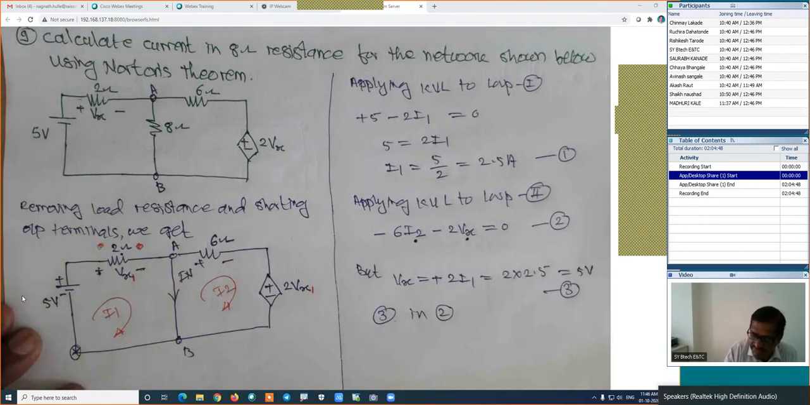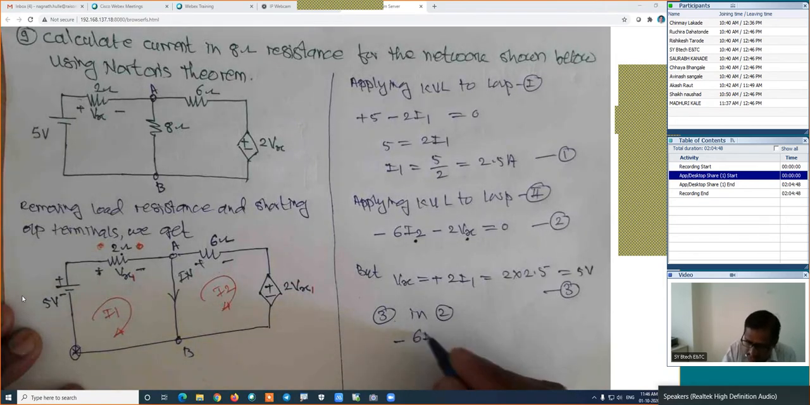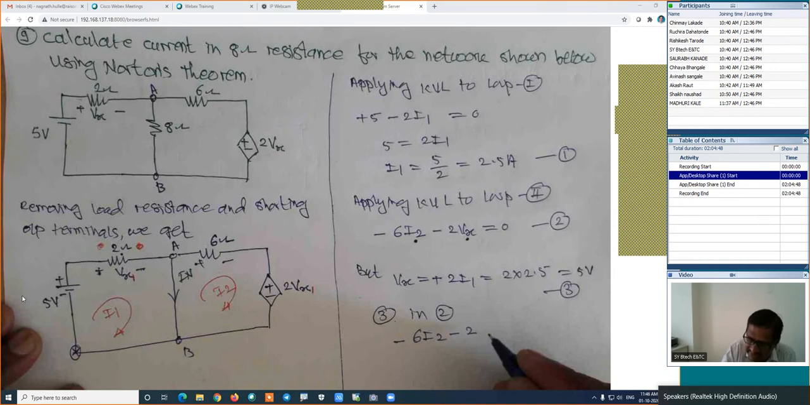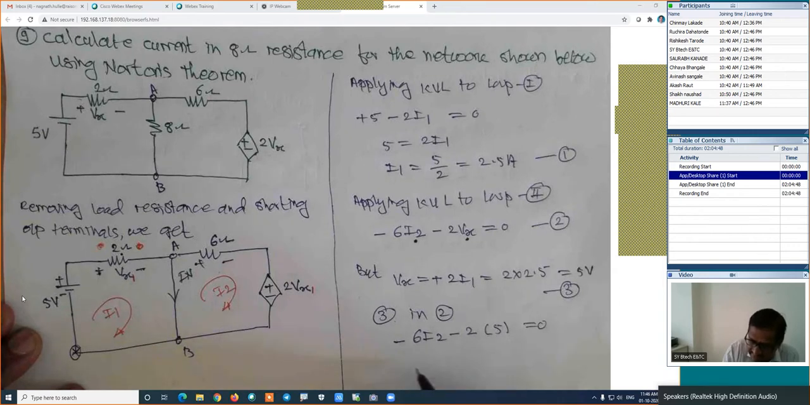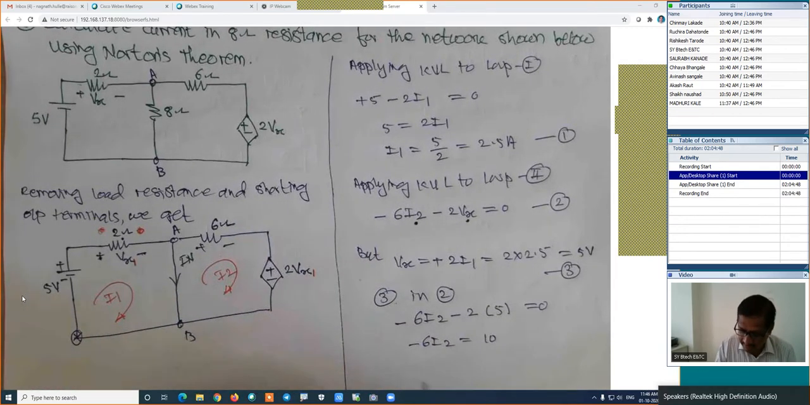Now we will substitute equation number 3 in equation number 2. In that case, how will the substitution be? This is minus 6I2 minus 2 into Vx, and Vx is 5, which is equal to 0. Here, how is I2? That is minus 6I2, which is equal to 10. Is it right? And this I2 is equal to minus 10 divided by 6. How much is the value?